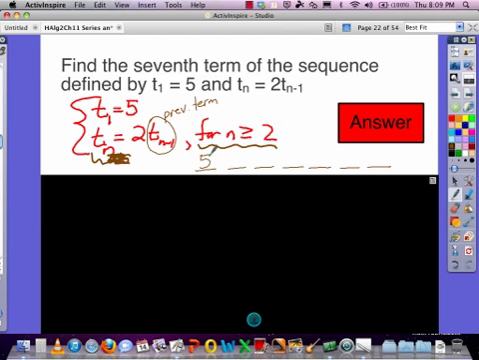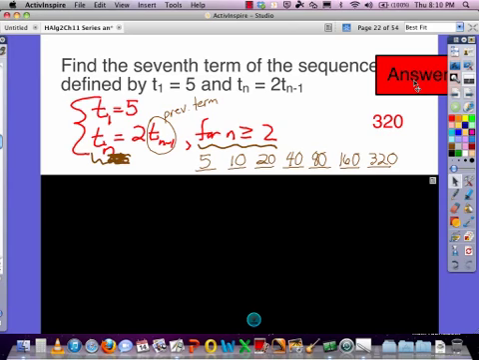So I'm on the second term. Well, the previous term is a 5. 2 times 5 is 10. I'm on the third term. Previous term, 10, times 2 is 20. Next term, previous term times 2, 40. Times 2, 80. Times 2, 160. Times 2, 320. Those numbers are growing, and they're growing fast. So it says, find the 7th term of this sequence. We just did. Check it. We got our 320.